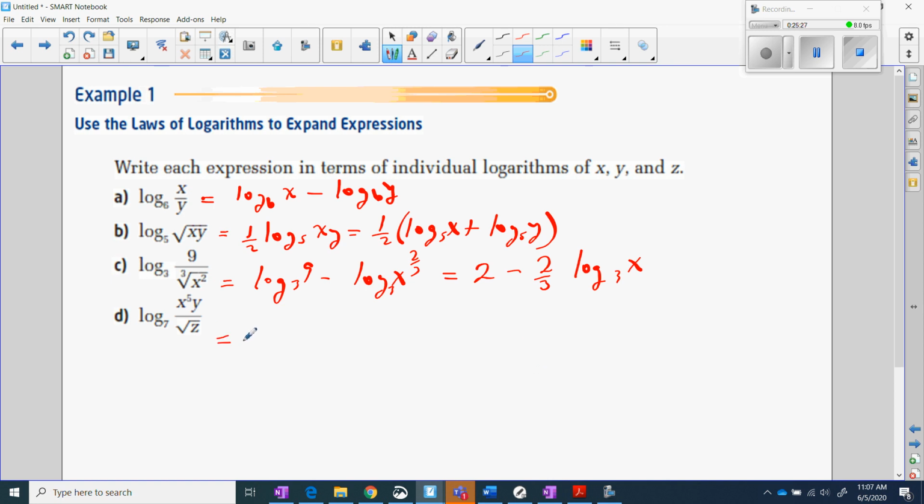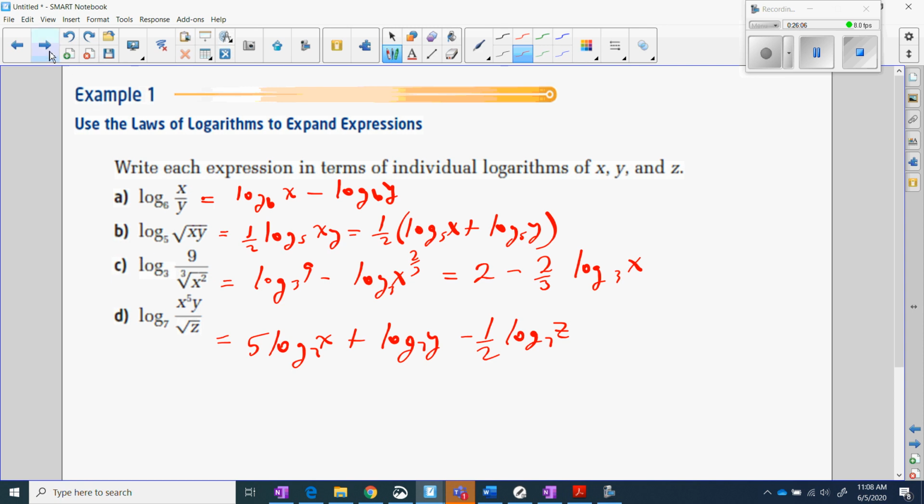Last one. Let's see if I can do it all at once here. So I'm going to go 5 log x to base 7 plus log of y to base 7 subtract 1/2 the log of z to base 7. So the reason the half is here is because this is really z to the half, and remember exponents can end up as coefficients. That's why the 5 ended up out in front of this one. Notice the 2 that are plus came from the numerator. The one with subtraction in it came from the denominator.